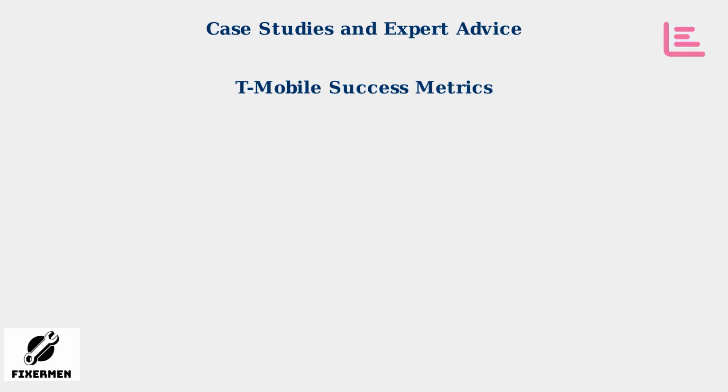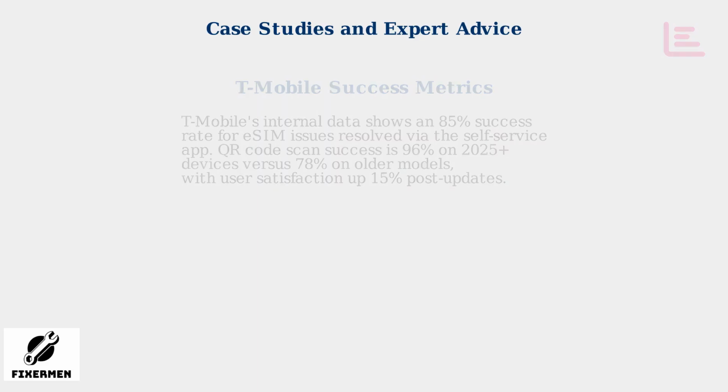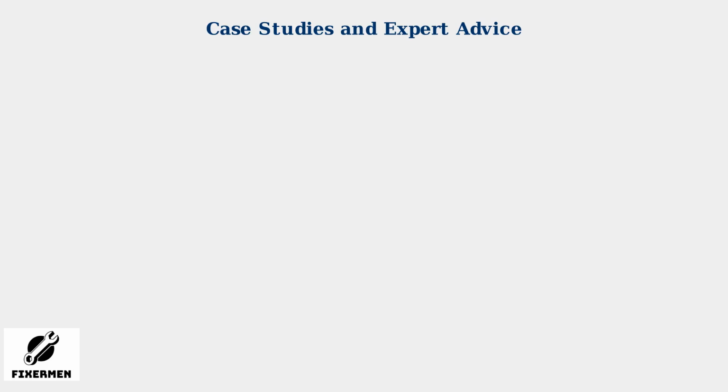According to T-Mobile's 2026 data, 85% of eSIM issues are resolved through the self-service app. The QR code scan success rate reaches 96% on devices from 2025 and later, compared to 78% on older models. User satisfaction has increased by 15% following the recent updates, as measured by Net Promoter Score surveys.